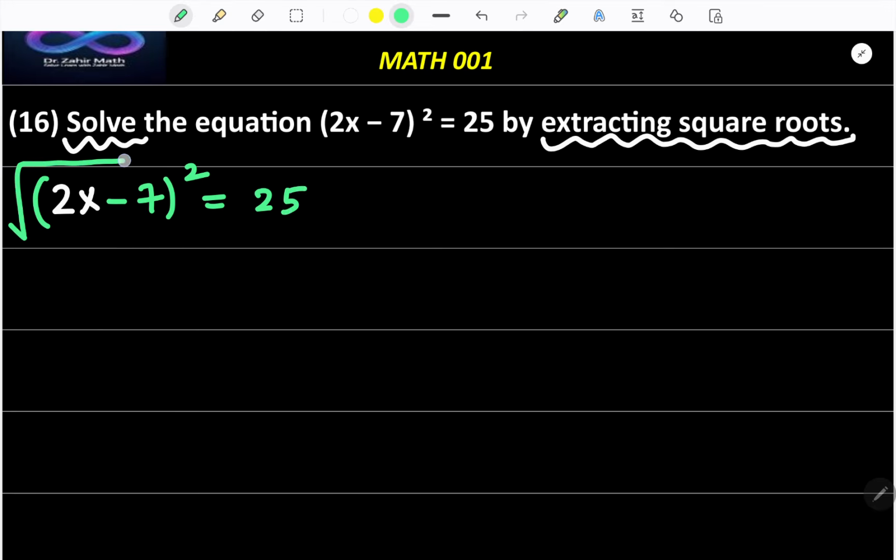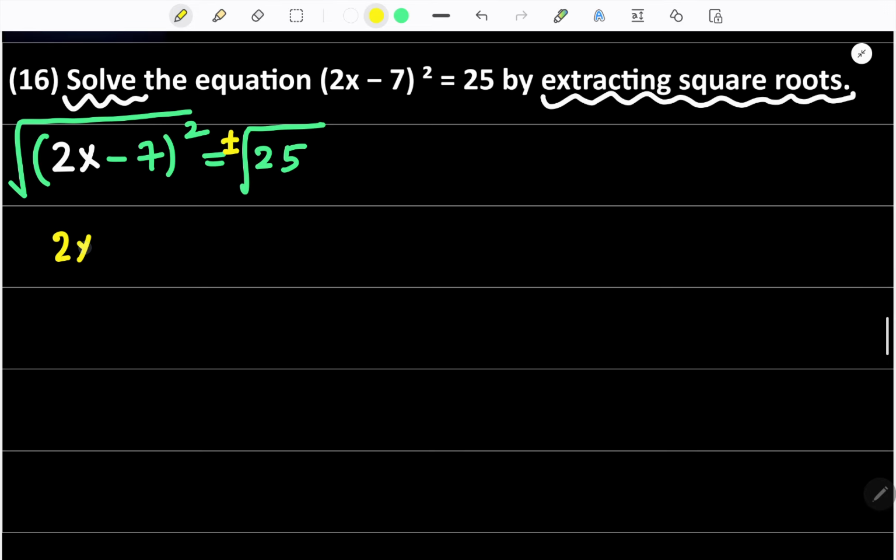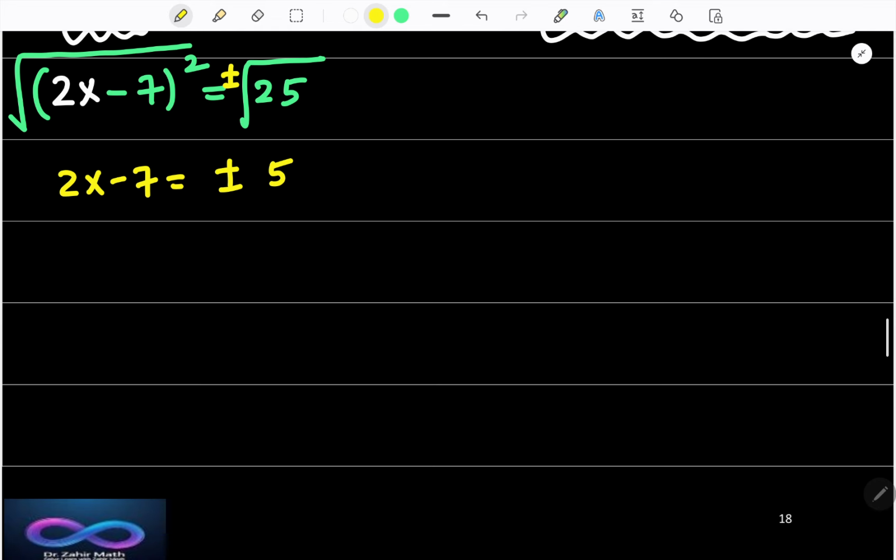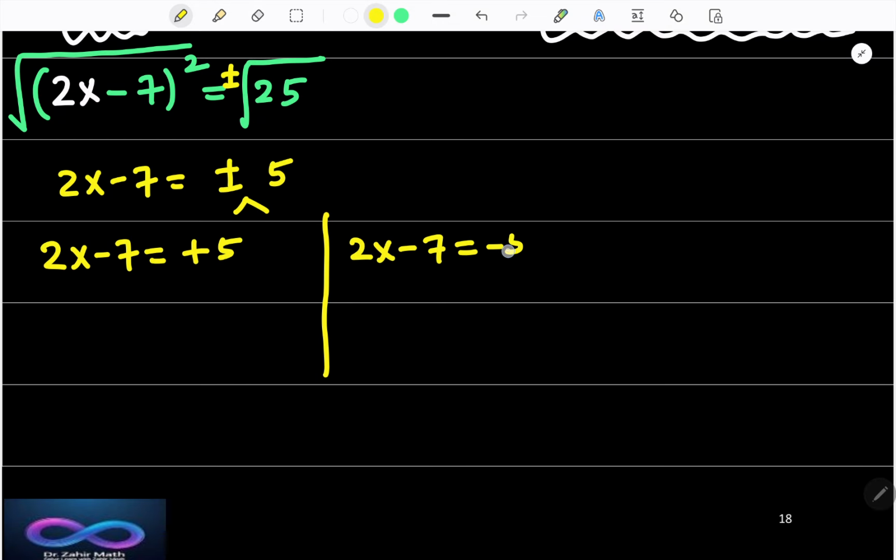25. Take the square root on both sides. For numbers, please use plus or minus. So 2x minus 7 is equal to plus or minus the square root of 25, which is what? 5. So therefore 2x minus 7 is equal to two answers. One is plus 5, and 2x minus 7 is equal to negative 5.